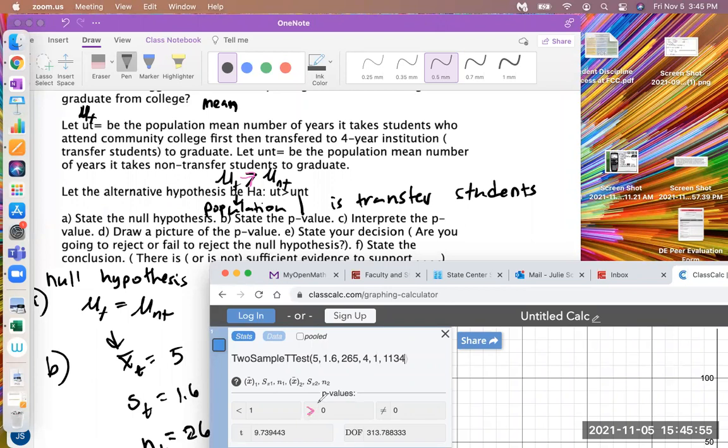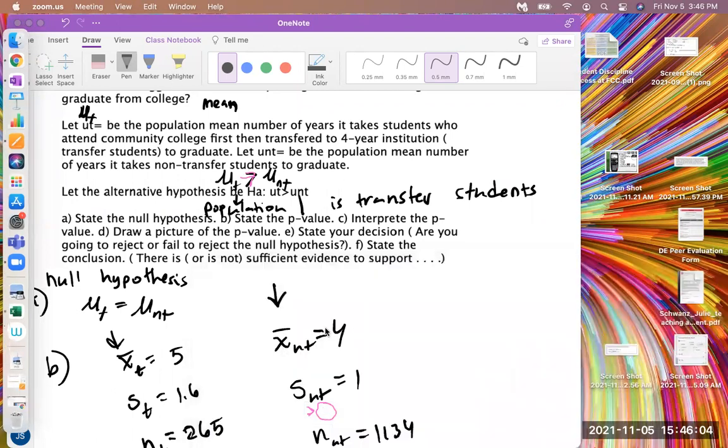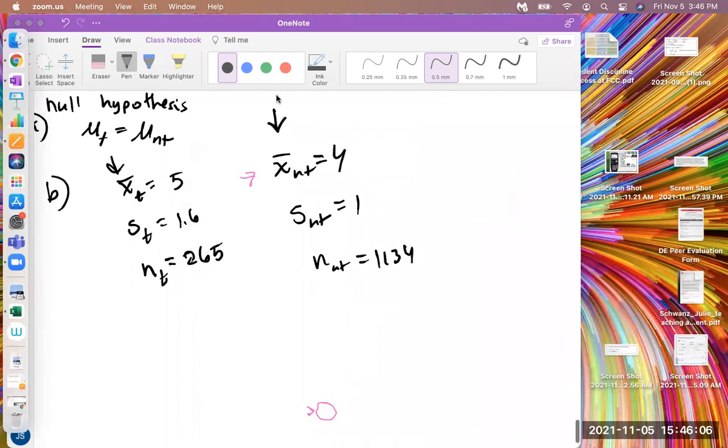And it's this p-value there, which is 0. So in our situation, our p-value is approximately 0. Just so you know, we did a 2-sample t-test, and our p-value is 0. That one's not going to be hard to compare to anybody.